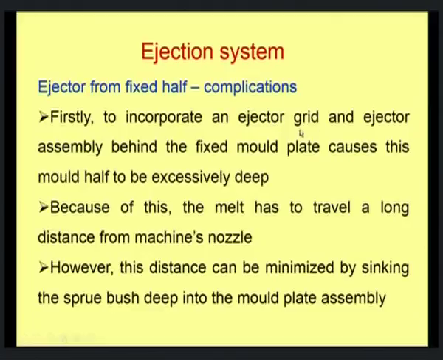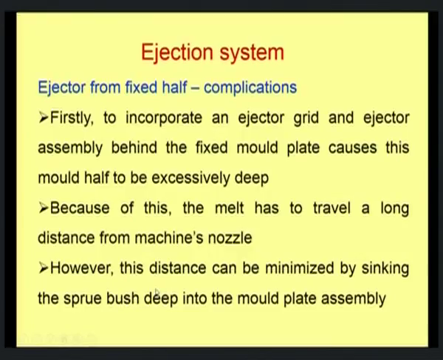Firstly, to incorporate an ejector grid and ejector assembly behind the fixed mold plate makes this mold excessively deep. Normally when you design a mold, the fixed off and the moving off would be of uniform dimensions with respect to the shape, whereas once we want to incorporate this ejector grid and ejector plate assembly in the fixed plate, this will make this fixed part of the mold excessively deep. So because of this, the melt has to travel a long distance from the machine's nozzle, but however this distance can be minimized by arranging a sprue bush that runs deep into the mold plate assembly.